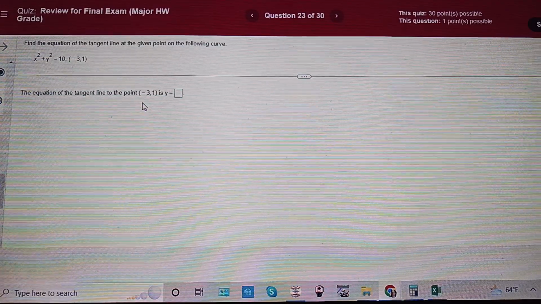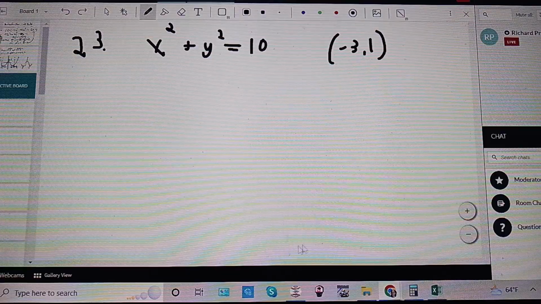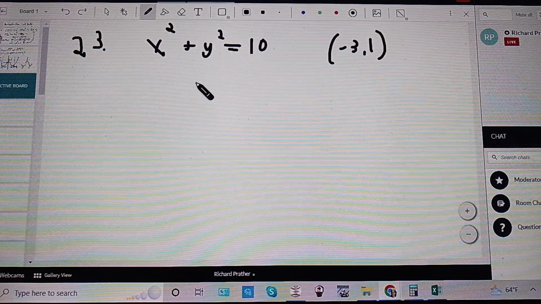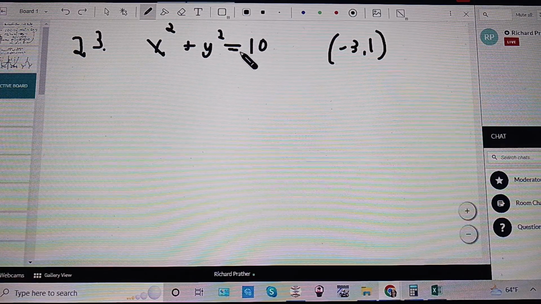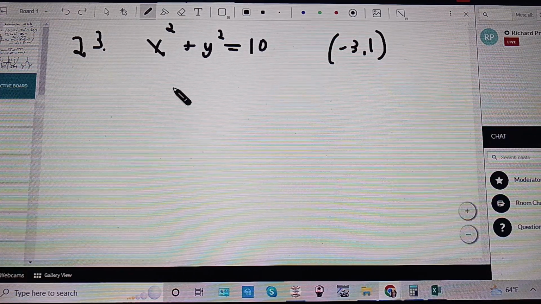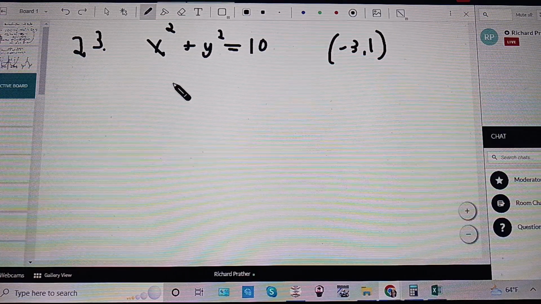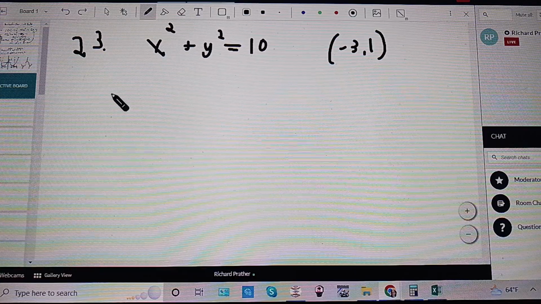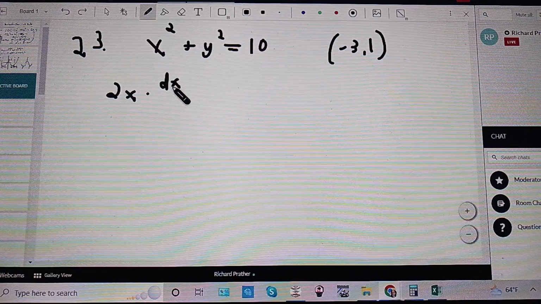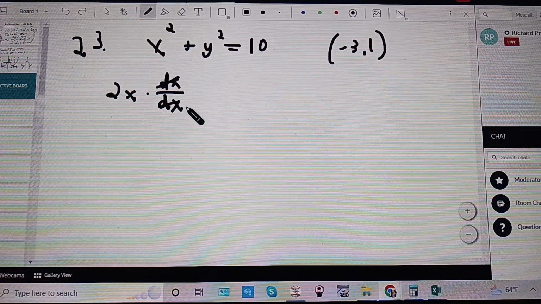Slope of a tangent line is the code word for derivative. So I need to take the derivative of this equation, but because it's not f of x or a y equals, it's an equation that has both x and y in it, this is where implicit differentiation happens. And at this point, x is understood to be the variable of interest. So I'm going to take the derivative of x squared, which is 2x, and technically there's a dx over dx attached to that, but that just cancels and equals 1.